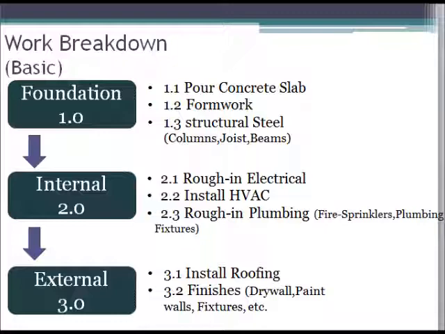When a work breakdown is put together, each section has subsections, and in those subsections there are all the detailed requirements for the job. In this work breakdown, you can see it's broken into foundation, internal, and external. The foundation would include all the concrete, the formwork, and steel work. The internal would include all the electrical, the air conditioning, and plumbing, while the external is things such as installing the roof and finishes such as drywall and paint.